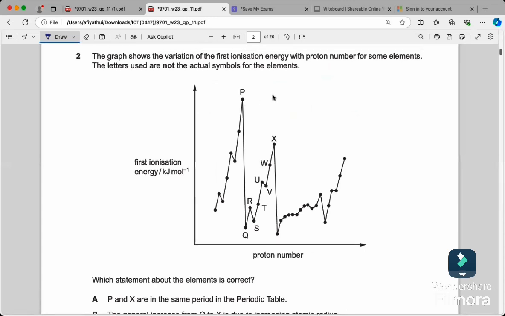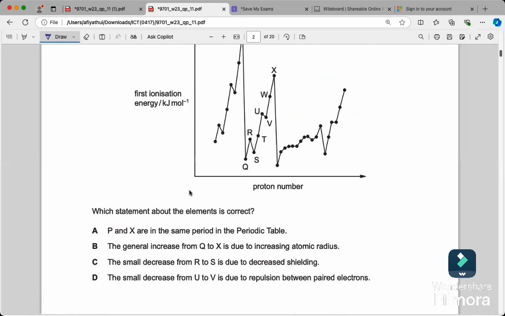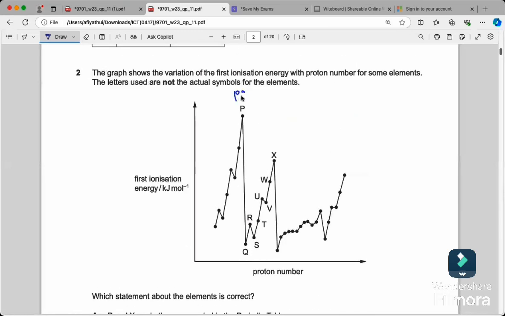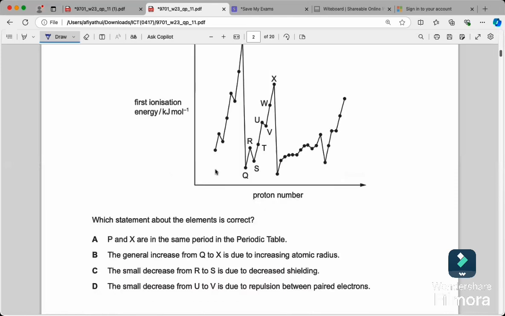Question number 2. The graph shows the variation of the first ionization energy with the proton number for some elements. The letters used are not the actual symbols for the elements. Which statement about the elements is correct? P and X are in the same period in the periodic table? No, they are in different periods. You can see here, this belongs to period 2, this belongs to period 3, this belongs to period 4. The general increase from Q to X is due to the increasing atomic radius. No. The small decrease from R to S is due to decreased shielding. The small decrease from U to V is due to the repulsion between the paired electrons. So absolutely right, your option should be D.